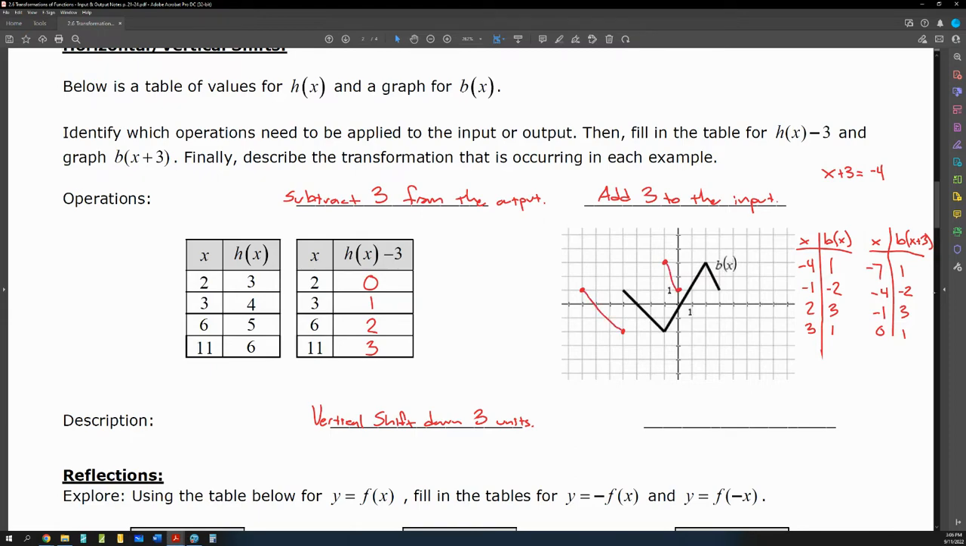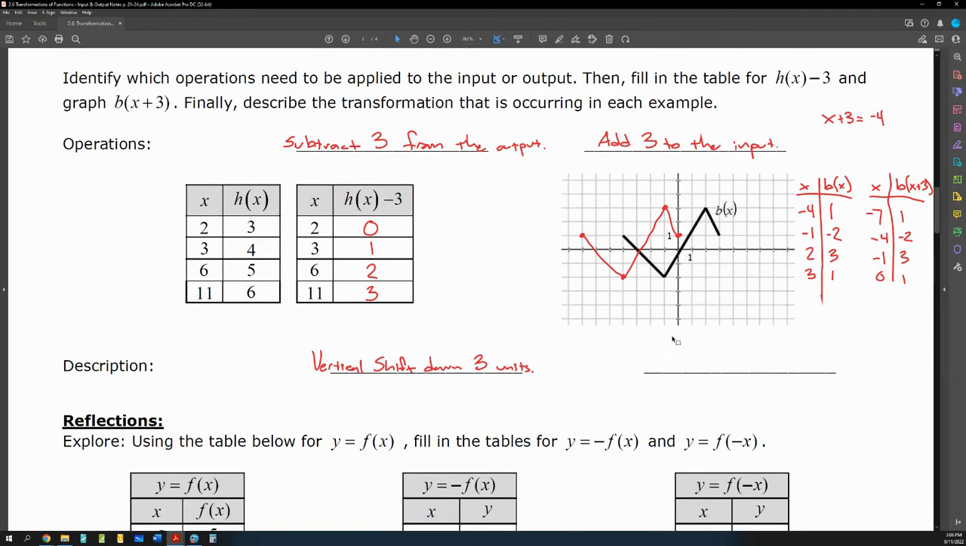So graphically, let's see if we can come up with a description of what's going on here. We have our original function here in black and our transform function here in red. The description of this transformation is a horizontal shift to the left 3 units. All of our function inputs are shifted to the left 3 units on the graph.